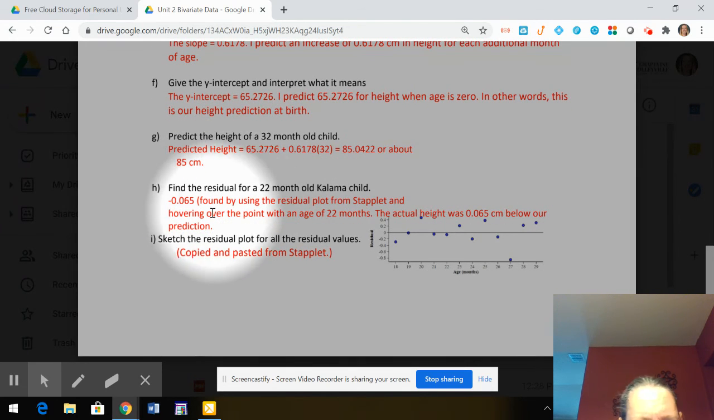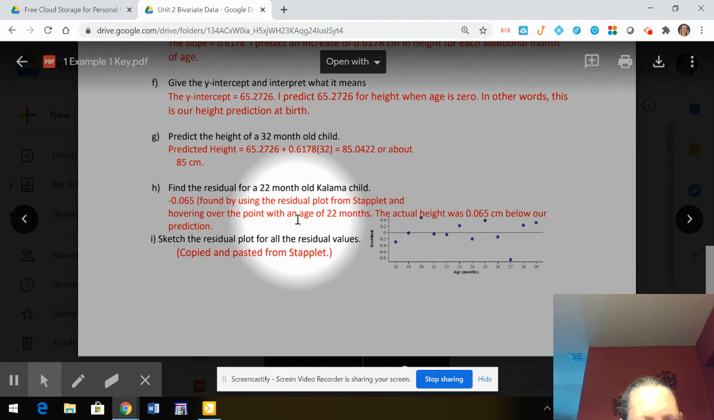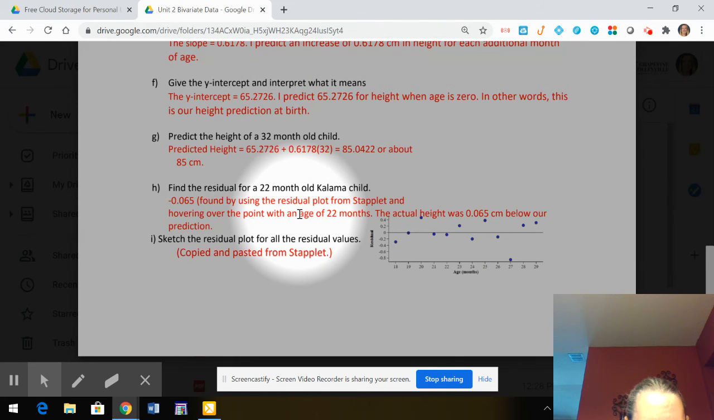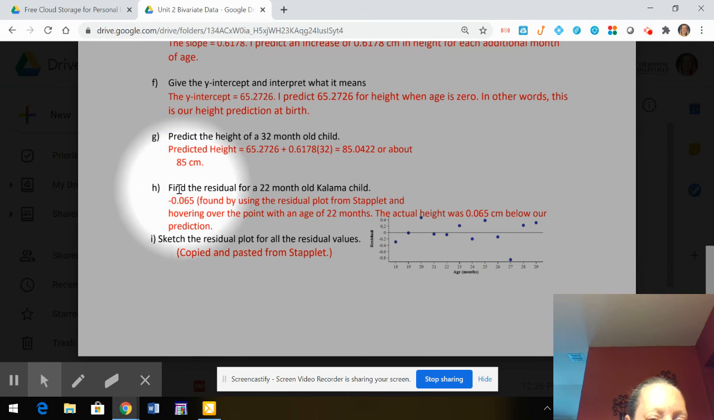On the residuals, you can hover over the residual plot when you are in Statplet. Find an x at 22, hover over the points till you find it, and then it's going to tell you what the residual is at that point. Since this is below my regression line, that essentially means our actual value is this far below what our model would predict.